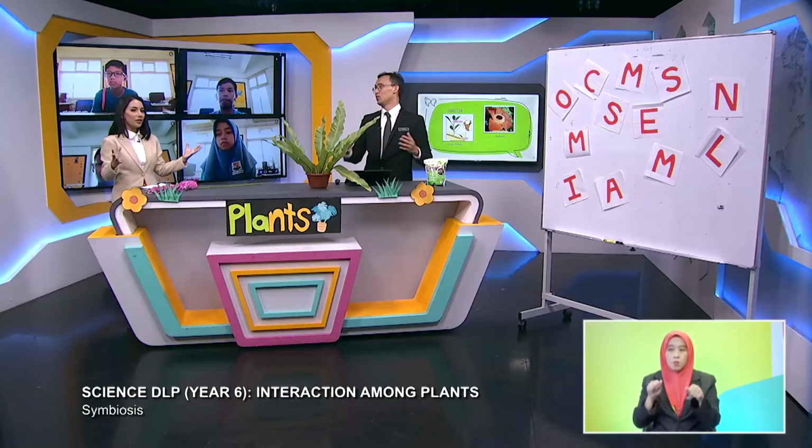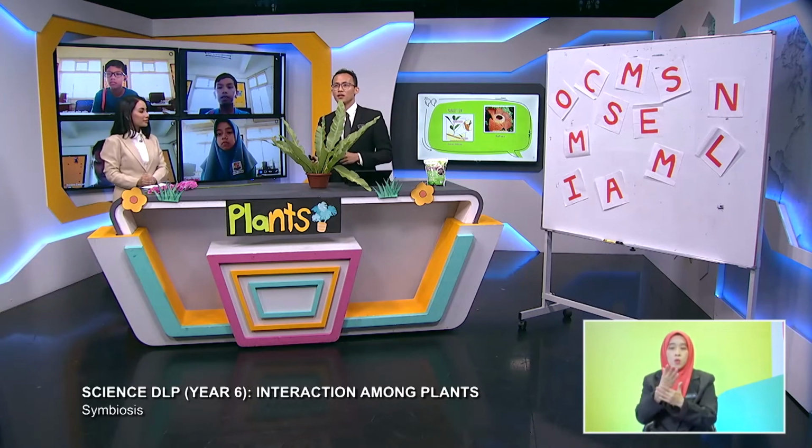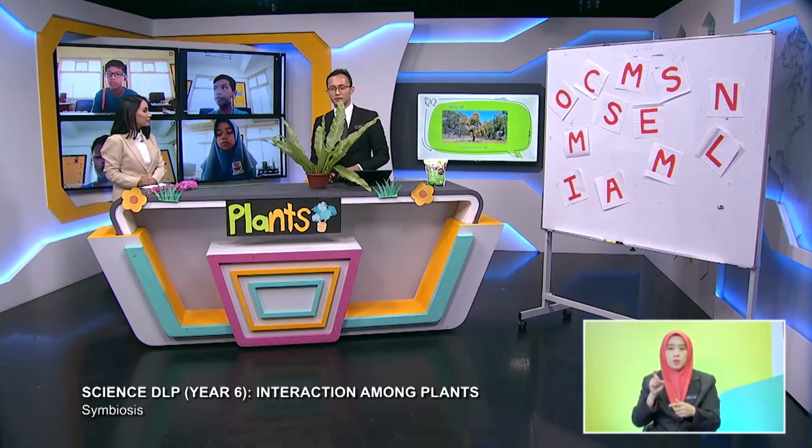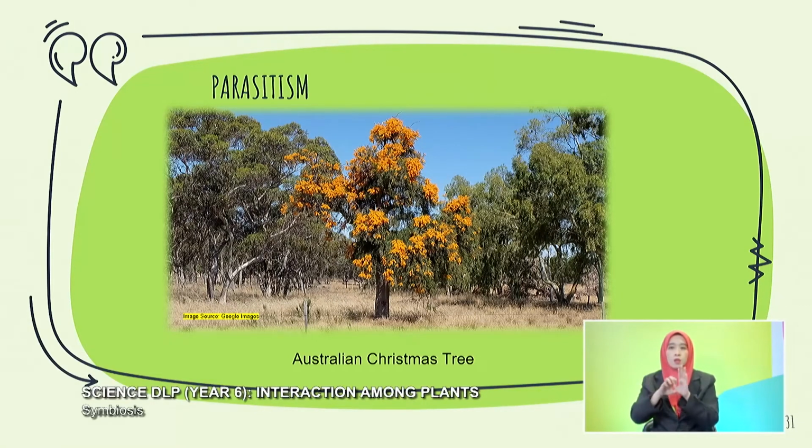So when it attaches itself to a host plant, it will absorb all the nutrients and water from the host plant. So eventually the host plant will die and this Rafflesia flower will survive, will bloom, red in color. Okay. And actually there's one more example that is something extra, which is called the Australian Christmas tree.